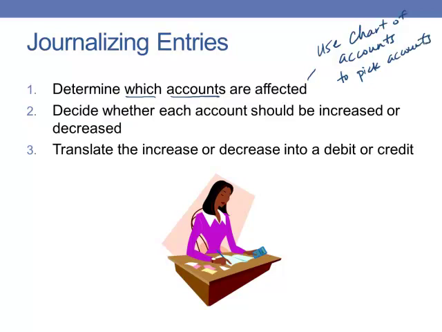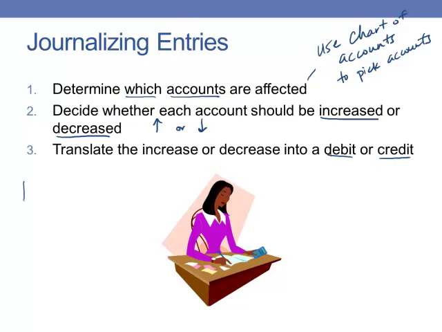Okay, the second thing is you're going to decide whether they go up or down. So let's go with the land for cash example. If you purchase land for cash, which way would land go? It would go up. If you paid cash, which way does cash go? It goes down. So then you would translate that into a debit or credit.